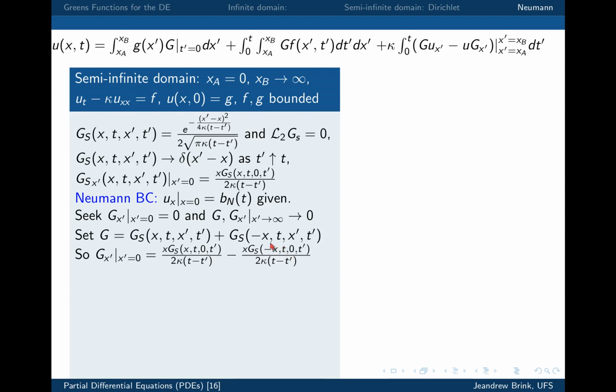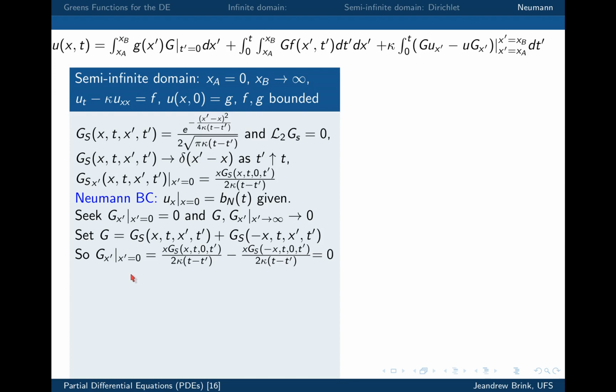But the key point is that because you're quadratic in x, these two are the same. And that's why it cancels, not because x equals 0, but because this expression must hold true for all x, all t, and all t prime.